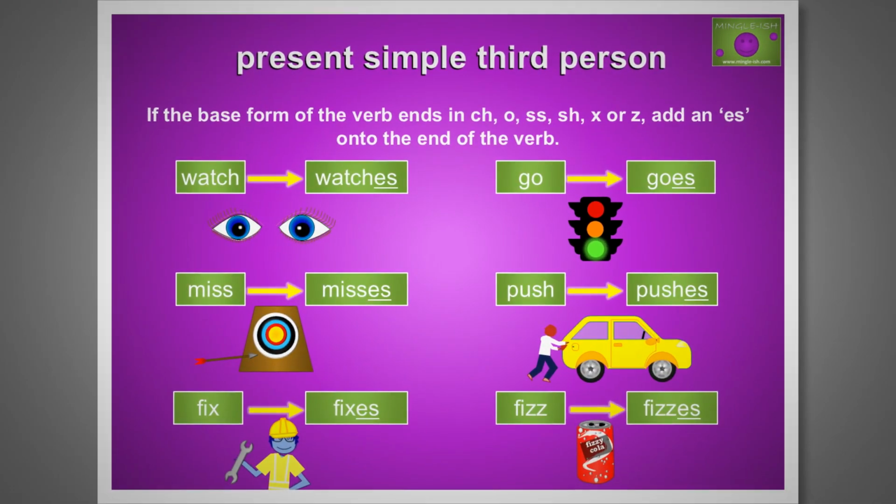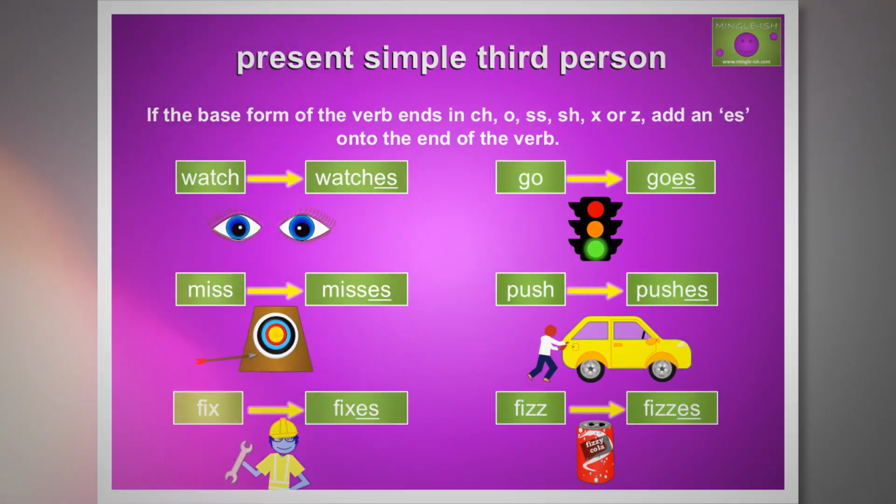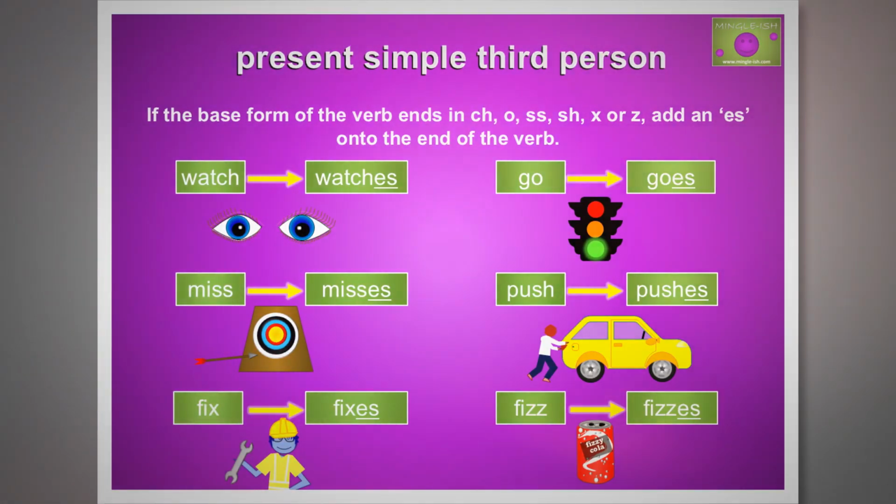There are, however, exceptions to this rule. If the base form of the verb ends in CH, O, SS, SH, X, or Z, add an ES onto the end of the verb. For example, watches, goes, misses, pushes, fixes, and fizzes.